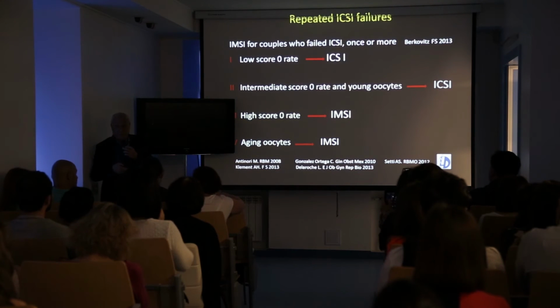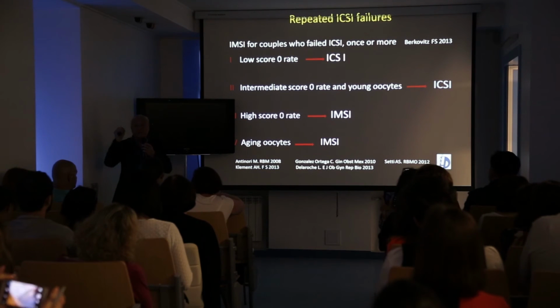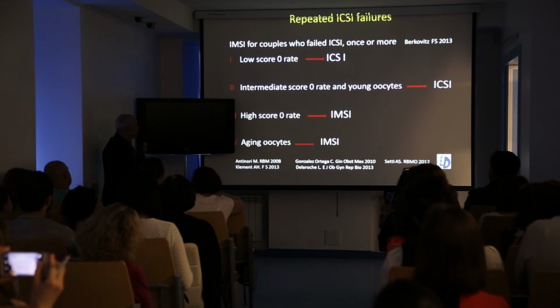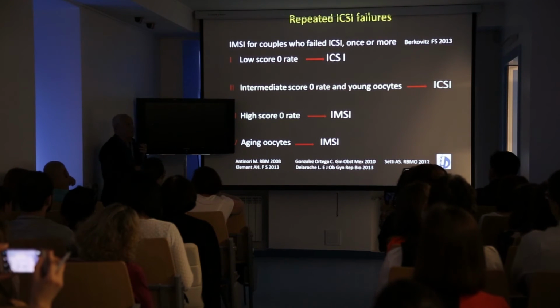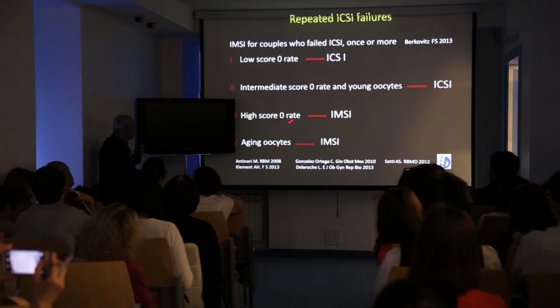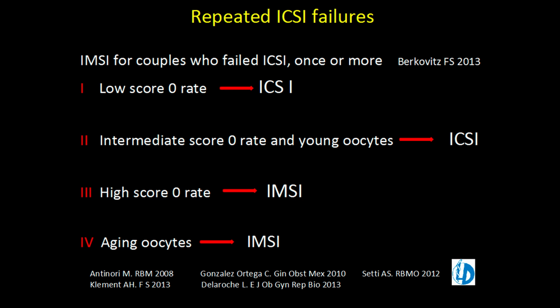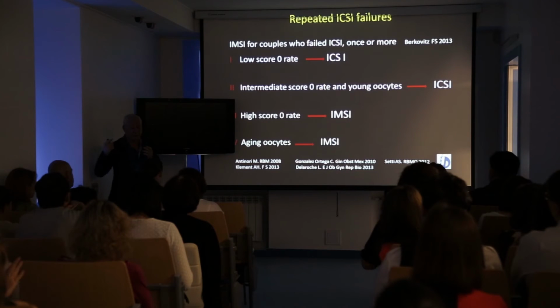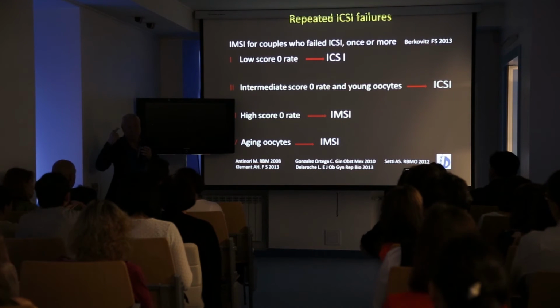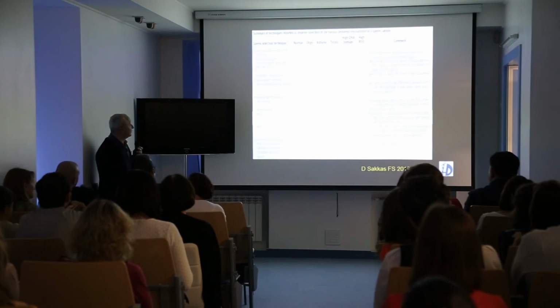In conclusion, to choose the sperm, it depends on the score, from zero, the worst, to the best. If the score is very low, we can go to ICSI. Also, if the score is low but it's a young oocyte, you can go to ICSI. But you know that there is a 50% chance of getting a bad sperm if you are selecting blindly in low magnification. If you have a high score, you must go to IMSI. And if you have aging oocytes, you must also go to IMSI.